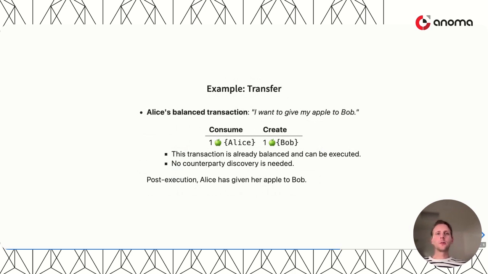And looking at this transaction, we see that it's already balanced. And this means if the resource logics are fine and all the checks are met, then this can be executed straight away. So here, no counterparty discovery is needed, no solvers are needed. It can just be executed. And after execution, Alice has given her apple to Bob. So the main point here is that for some transactions, you don't need to have a counterparty. You can just do it on your own.